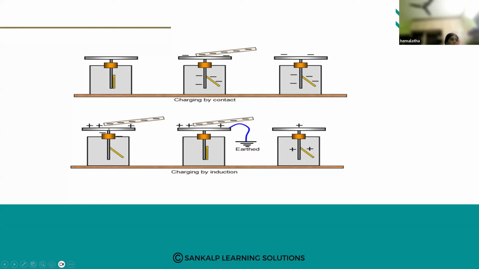Now what happens, suppose negatively charged particles are there. If you bring that negatively charged particle, no need to touch, just bring it nearby, then what happens, it acquires the opposite charge. When negative is brought, the positive charges settle at the conductor.